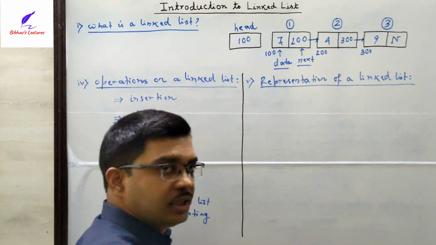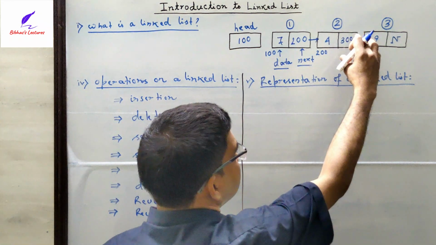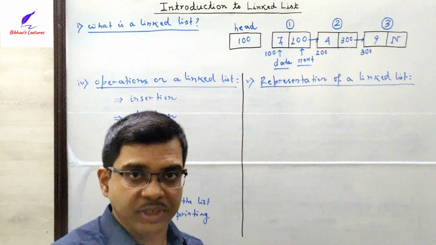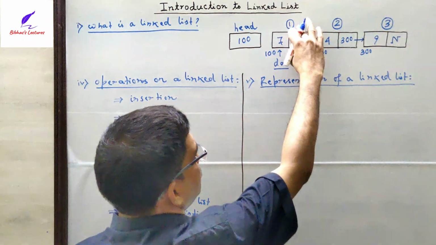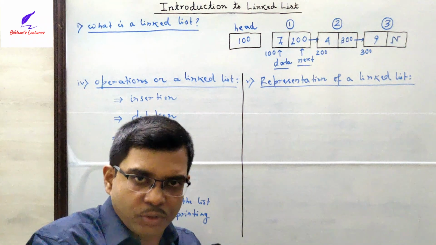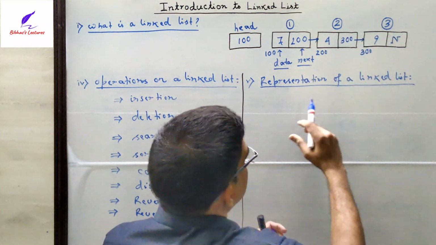Now representation of a linked list means what? That means how to represent the nodes of a linked list. It can be the singly linked list node, it can be the doubly linked list node. So for the time being, we are going to represent the nodes of a singly linked list. If we can represent the node, then we can make a connection between the nodes and the linked list will be formed.